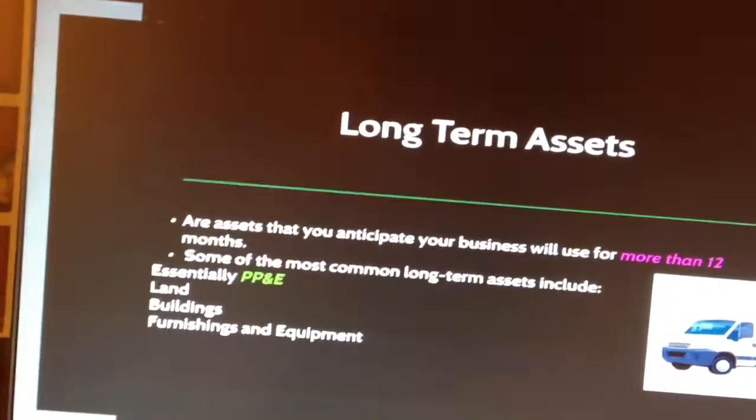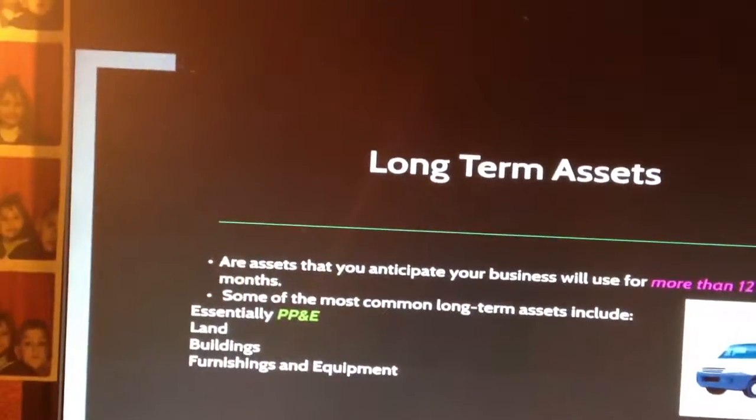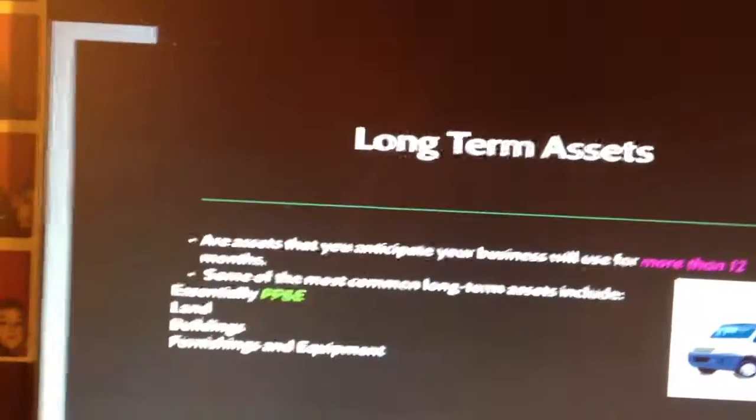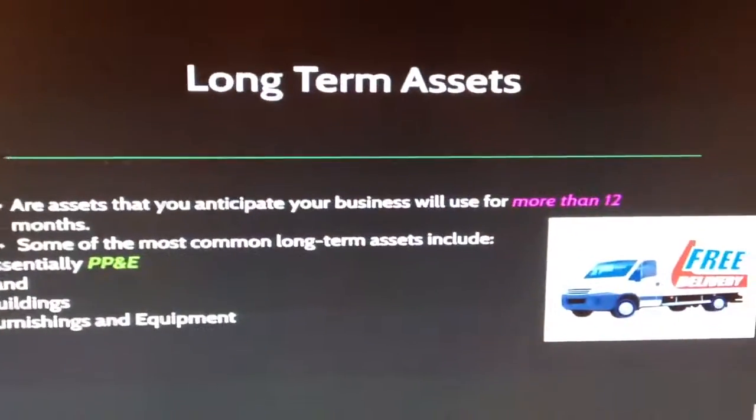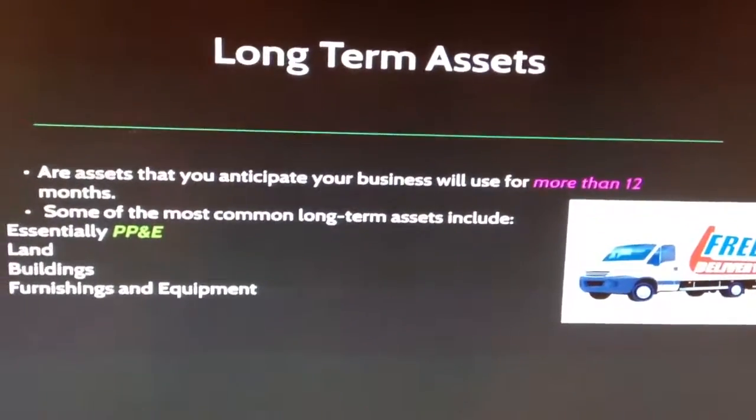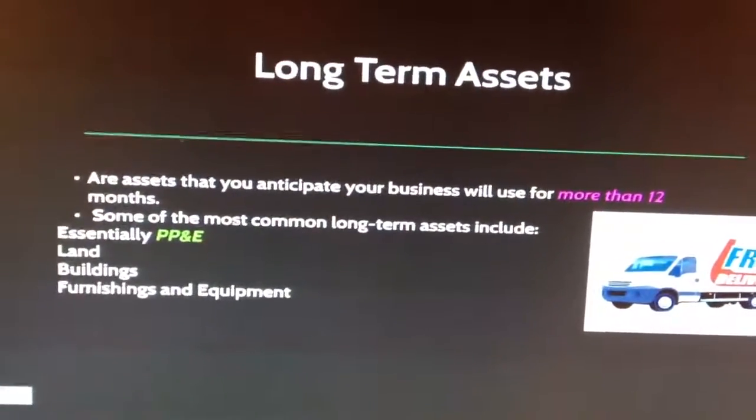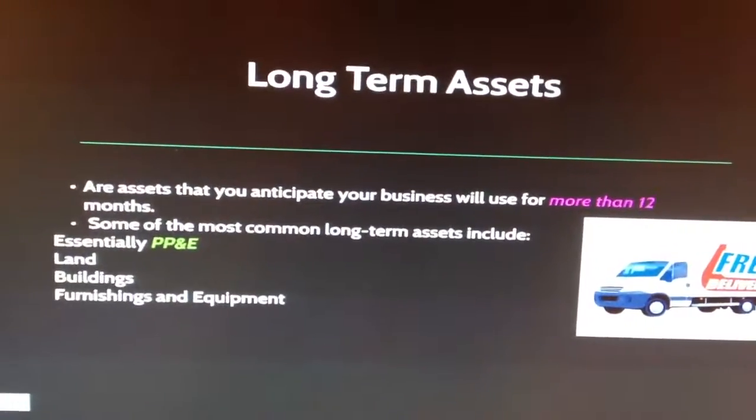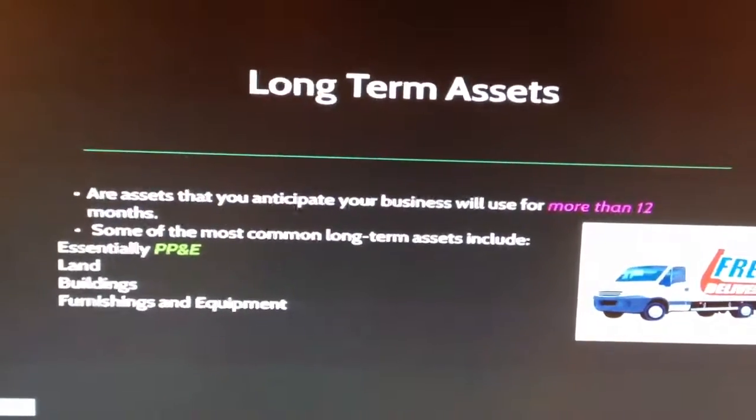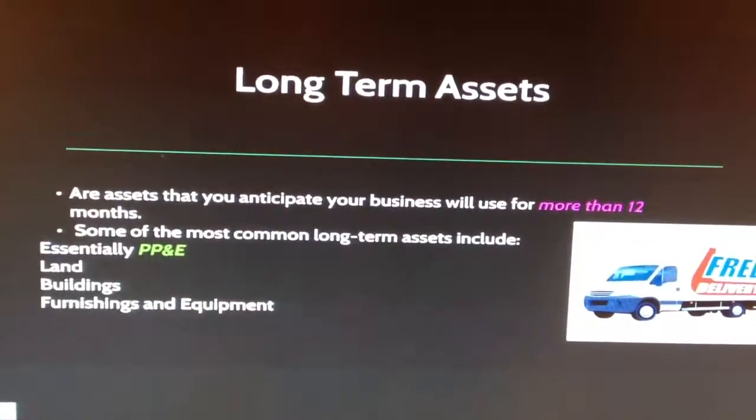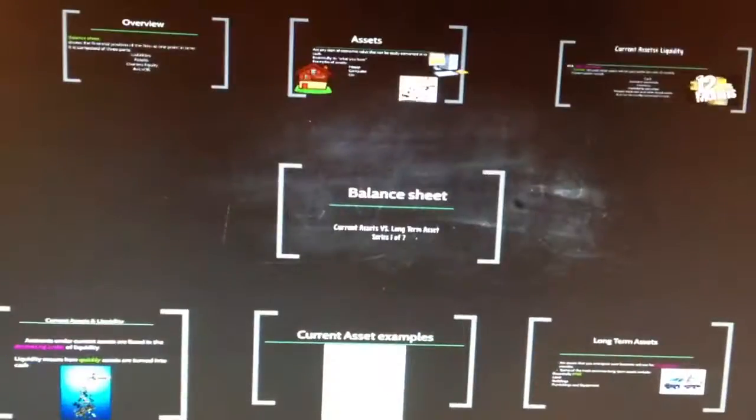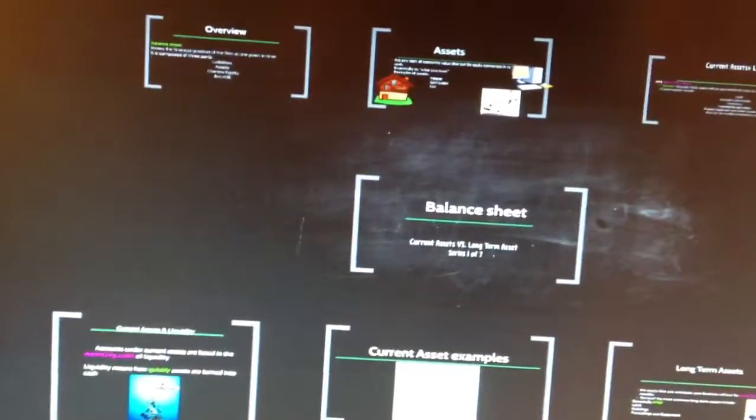So a long-term asset could be a delivery truck itself, because it will basically last you for quite a few years. You're going to be using this asset. But if you have not paid it off, then it will also be under your liabilities. All right, and that's it for balance sheet, current assets versus long-term assets.